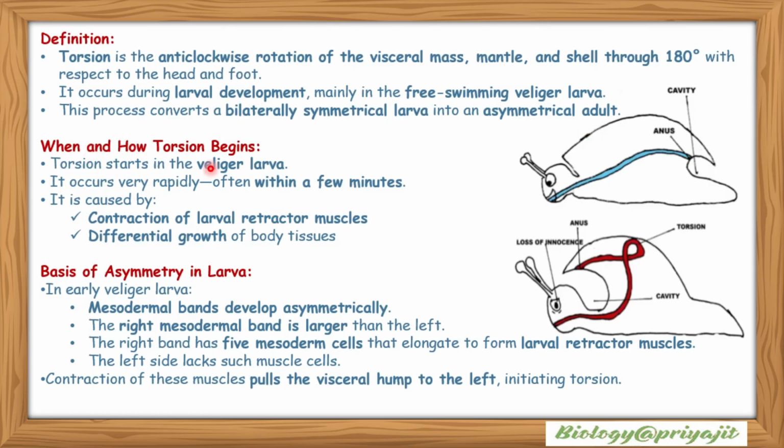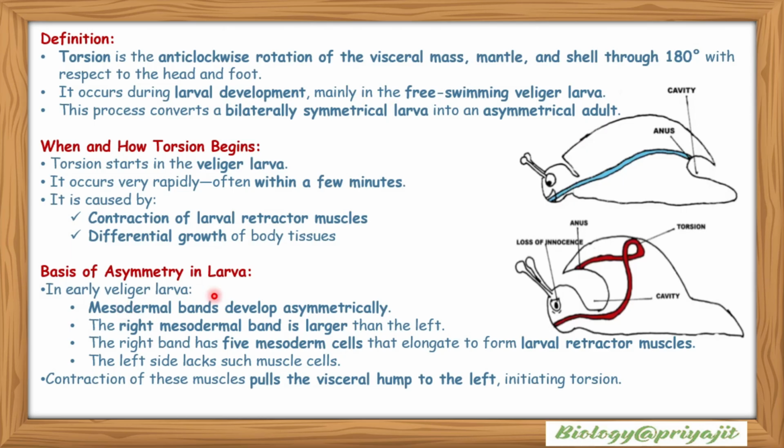So when and how does torsion begin? Torsion starts in the veliger larval stage. It occurs very rapidly, often within a few minutes. It is caused by contraction of larval retractor muscles and differential growth of body tissues. Basis of asymmetry in larva.